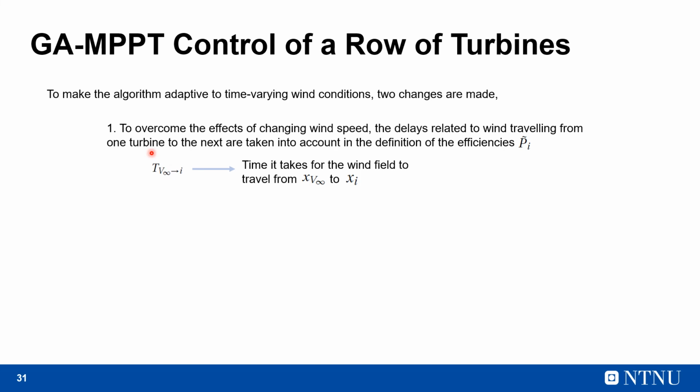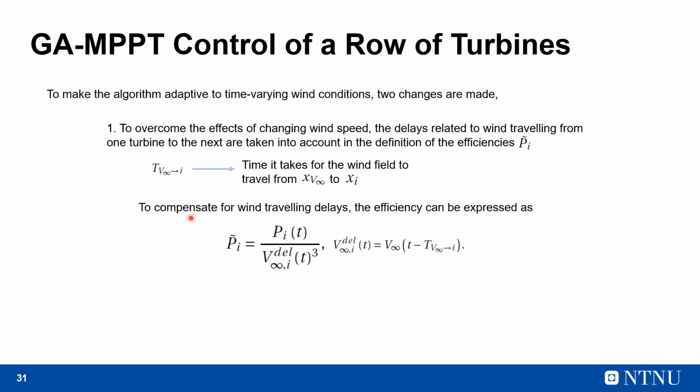Say that Tv infinity to i is the time taken for the wind to travel from the point of measurement Xv infinity to Xi, which is the point of the turbine. To compensate for wind traveling delays, the efficiency can be expressed as shown, where the denominator takes into consideration the effect of the delay.